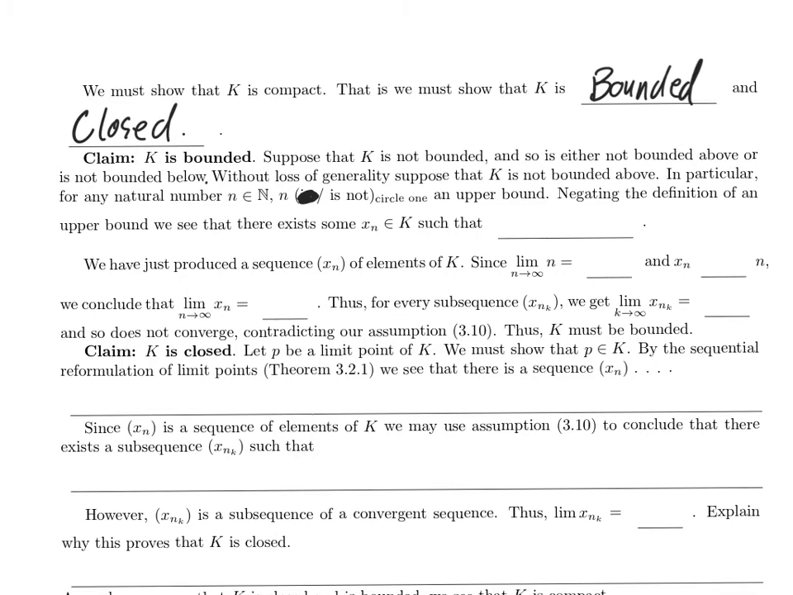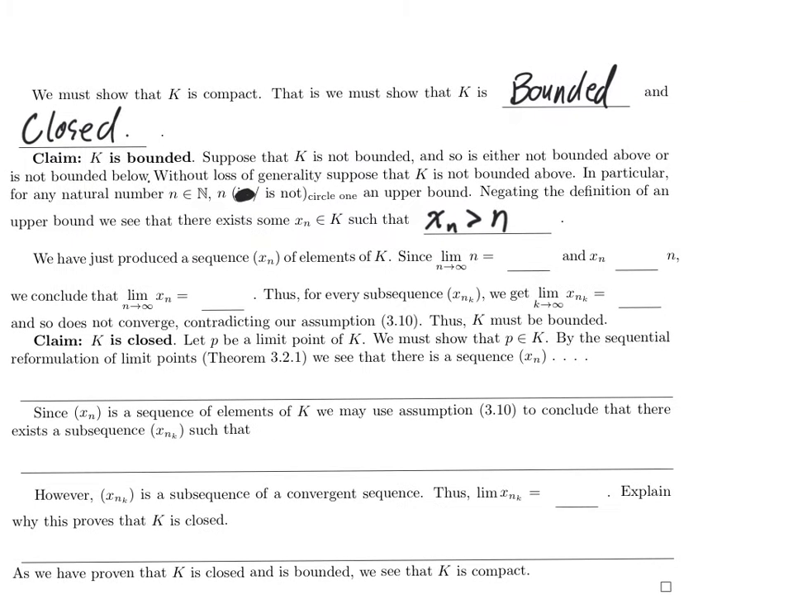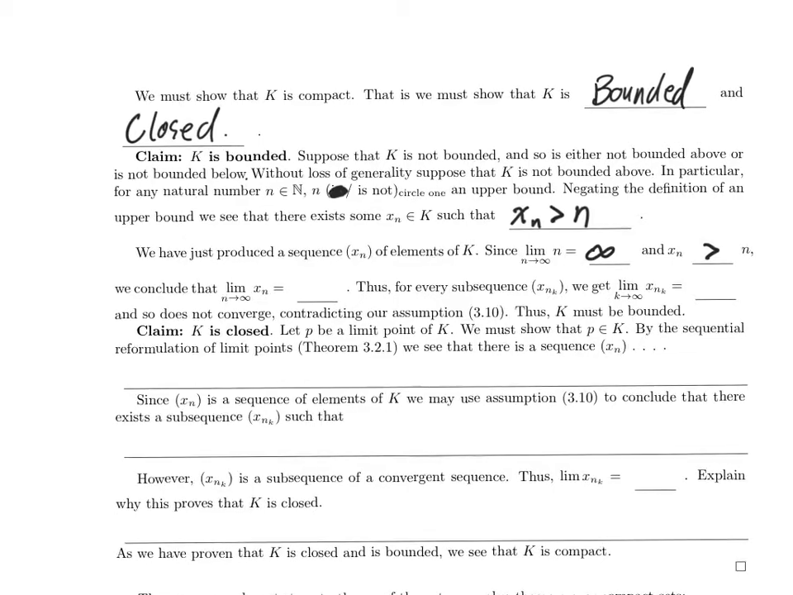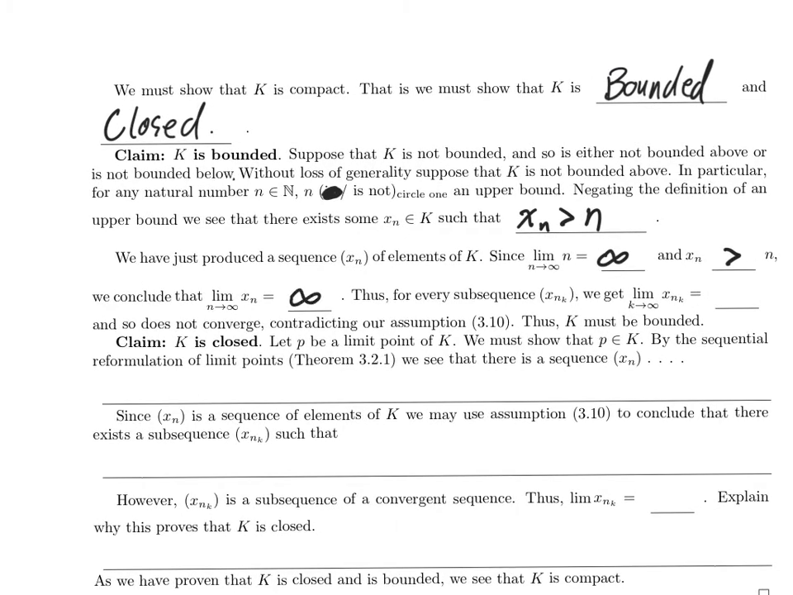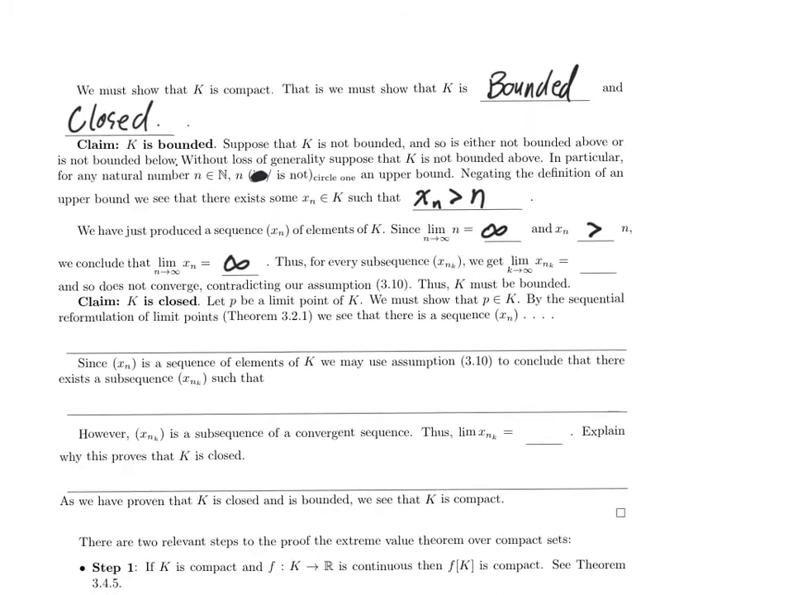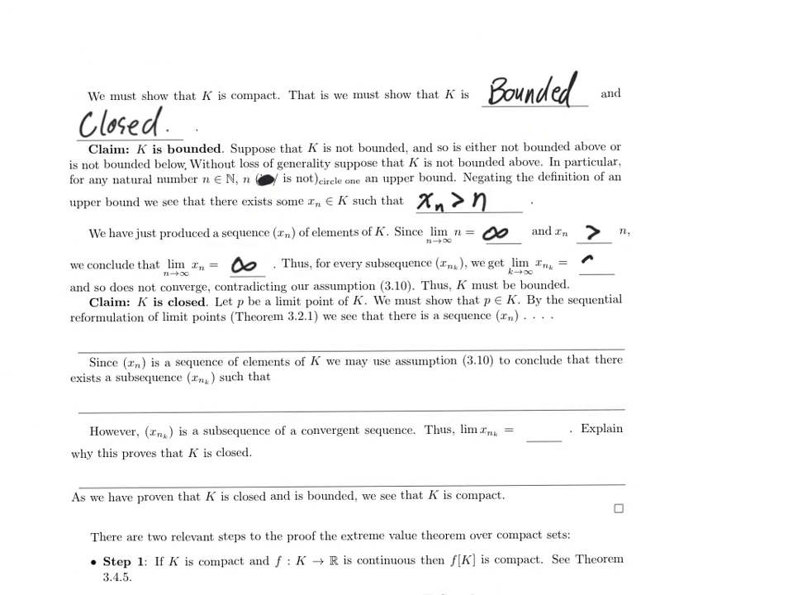Now I have a sequence worth of things. Negating the definition of what it means for n to be an upper bound, I see that there exists some x sub n in K. Notice every natural number will produce a different element of K. That's why I'm calling it x sub n, such that x sub n is strictly greater than n. So I've just produced a sequence x sub n of elements of K. The limit as n goes to infinity of n is infinity, and x sub n is bigger than n for every natural number n, so it must be that x sub n also diverges to infinity. But since x sub n diverges to infinity, every subsequence of x sub n also diverges to infinity. I claim that this contradicts the assumption, which is numbered above as 3.10.